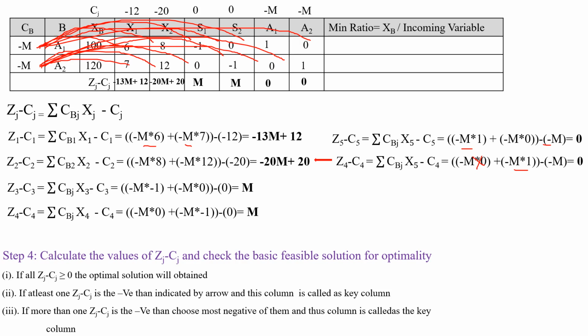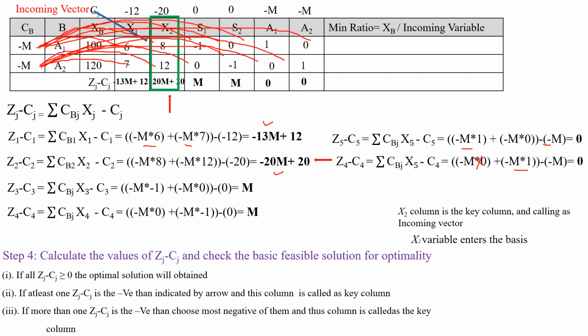So among these values, the negative values are minus 13M plus 12 and minus 20M plus 20. In these two negative values, we have to select the most negative value, that is minus 20M plus 20 for the x2 variable. So the x2 variable column we are calling the key column, and the x2 variable we are calling the incoming variable, which means the x2 variable enters the basis.